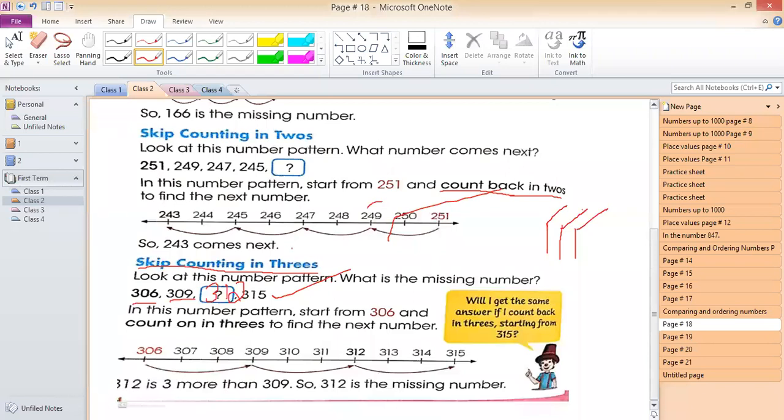The series is arranged in smallest to largest order, and you are counting in threes. So in this number pattern, start from 306 and you are counting on in threes. Why count on in threes, not back? Because the series is arranged from smallest to largest. Or you can check with the help of a number line also. 1, 2, 3. 1, 2, 3. 1, 2, and clear, guys?